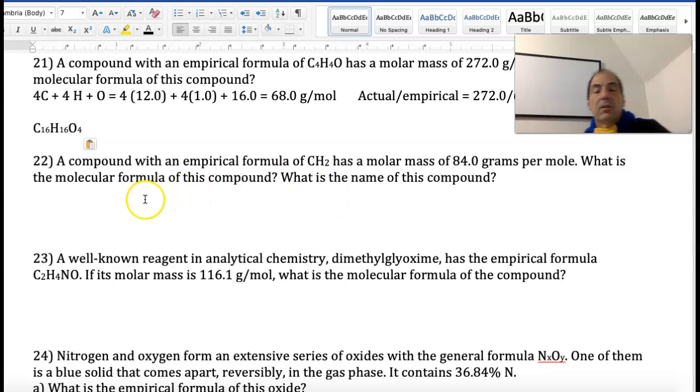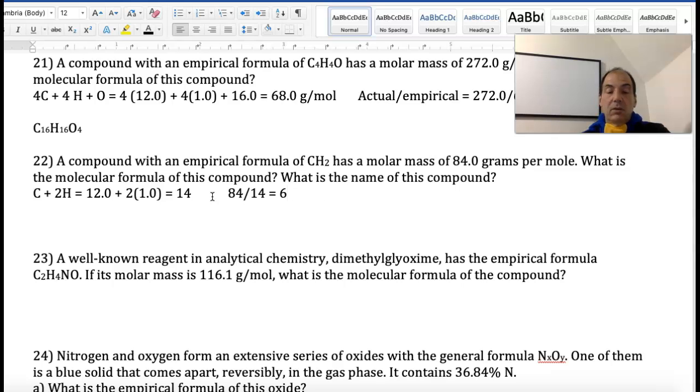But I'm going on. All right, so CH2, that's 1 carbon and 2 hydrogens, which is 12, plus 2 times 1, so that's 14. We're going to take our actual, 84, divide by our empirical, 14, right? 84 divided by 14. I'm getting a little tired of typing here, sorry. So that's what, 6? So our ratio is off by a factor of 6. So it's really C6H12.